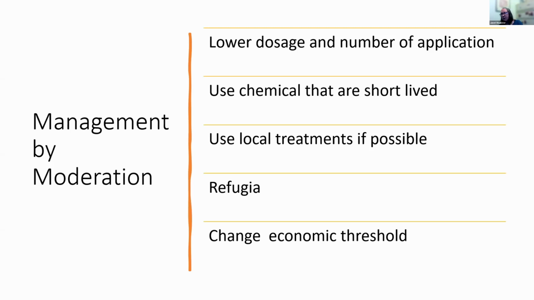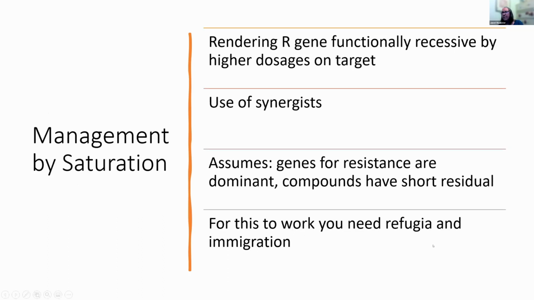This change in economic threshold is kind of a holdover, because these theories are not just for vector control, they're for agriculture and urban pest control as well. In vector control, we don't really have an economic threshold, whereas for a crop, you can have a certain amount of damage to that crop before you start losing money on it. So that one doesn't really apply to vector control.